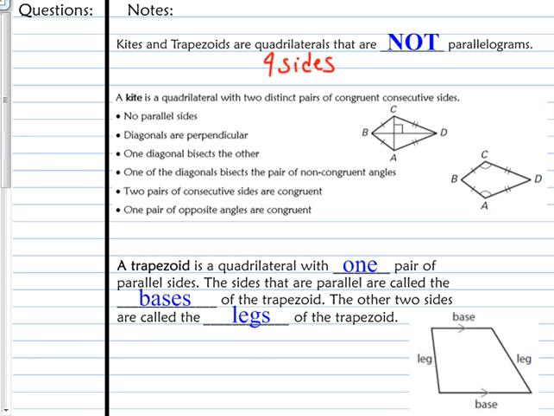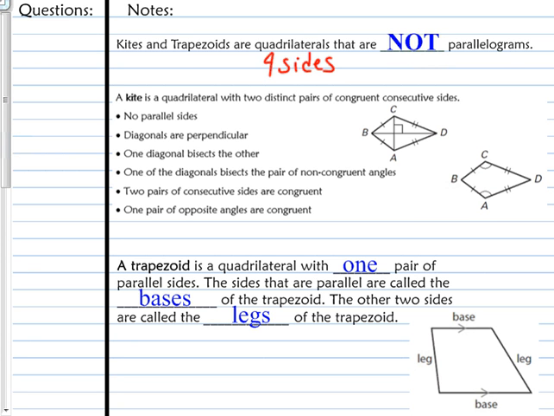They have no parallel sides because they're not a parallelogram. The diagonals are perpendicular, which you can see right here. The diagonals, when they intersect, make right angles. One diagonal bisects the other. So one diagonal is cutting the other one in half. So BD would be cutting CA in half. The fourth bullet says one of the diagonals bisects the pair of non-congruent angles. So that means that it bisects that angle and it bisects that angle. Okay, and I had to draw that far out so you could see it.